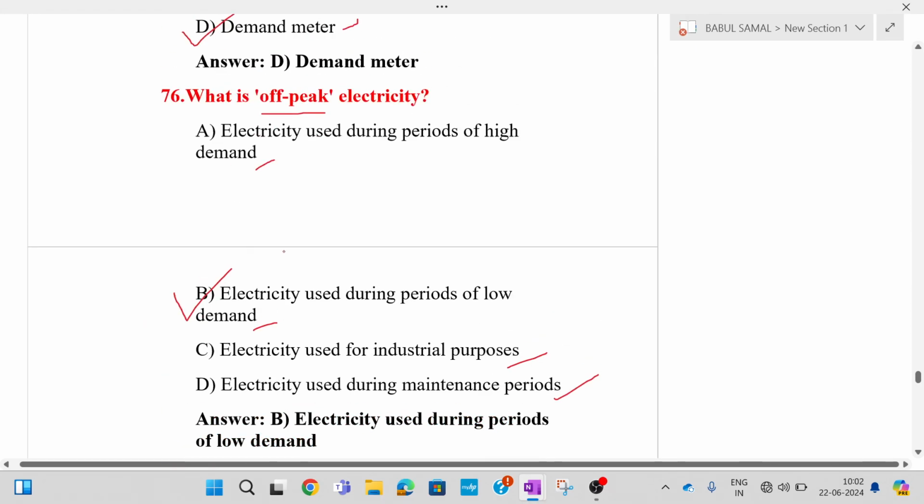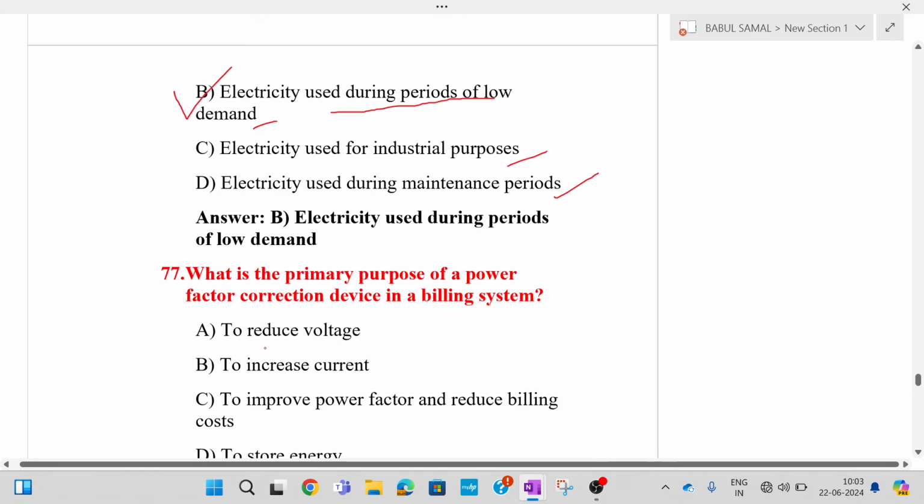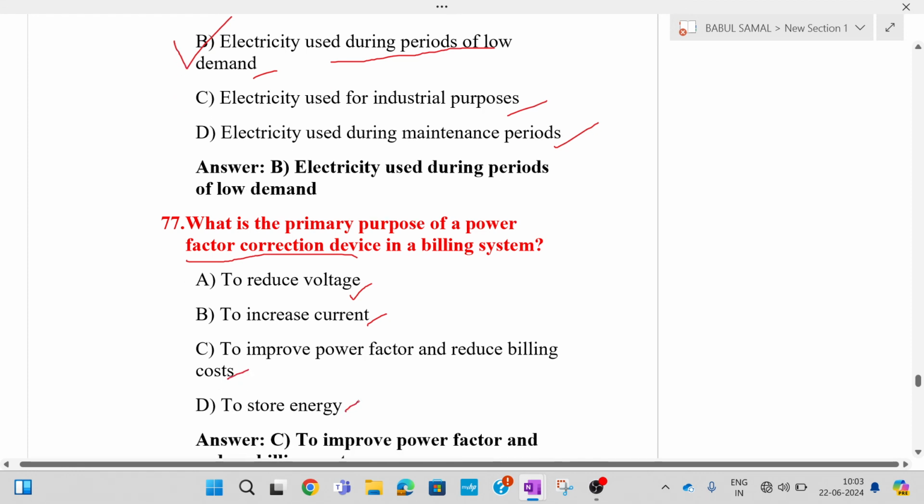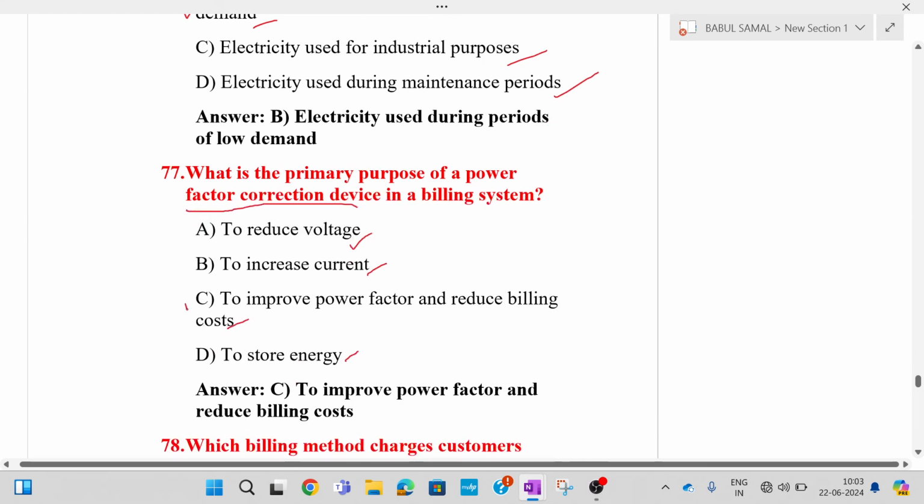Off peak electricity means the electricity used during the period of low demand. Next question. What is the primary purpose of power factor correction device in a billing system? To reduce voltage, to increase current, to improve power factor and reduce billing cost, to store energy. Definitely, it reduces billing cost, so power factor correction devices are used.